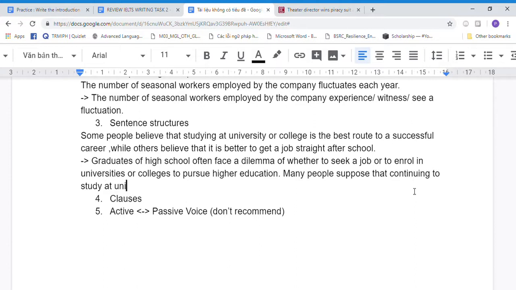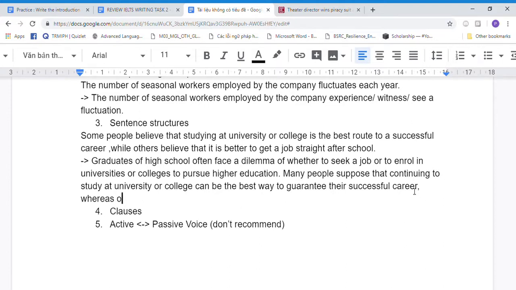At university or college can be the best way to guarantee their successful career, whereas others believe working right after school is a greater choice.